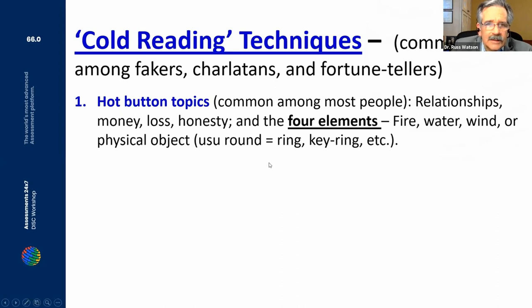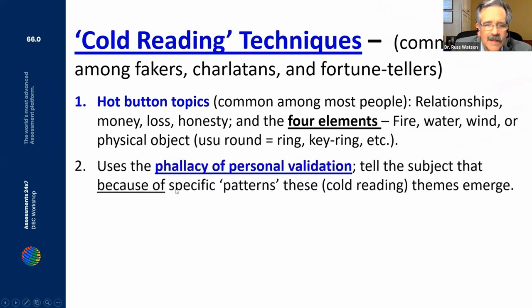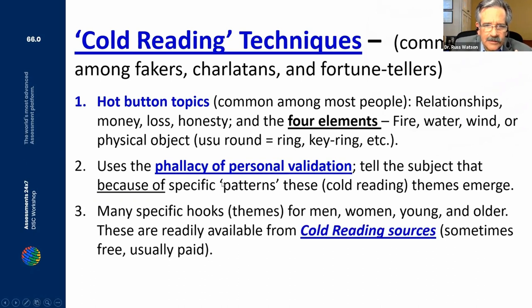Cold reading techniques are very common. They use hot buttons: fire, water, earth, air, ring, key ring, whatever. They use essentially the fallacy of personal validation. They tell the subject this is because of a specific pattern that this result emerges. A lot of specific hooks.